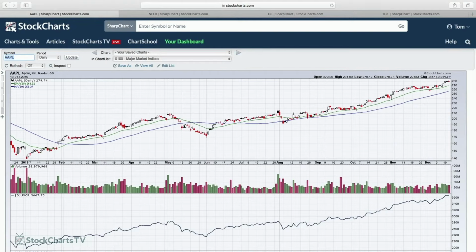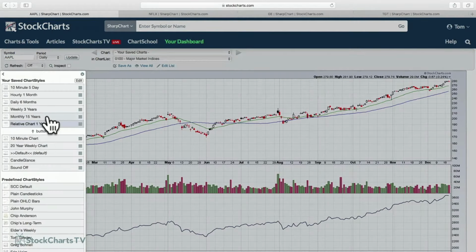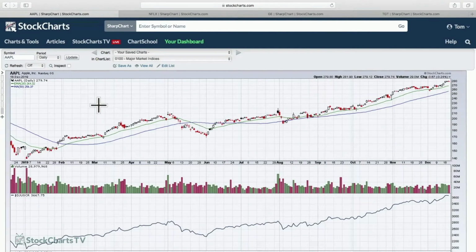That's how I have mine set up. But you could literally, by adding the different charts that you like, add them. And then as soon as you add them, go in here and just drag them up. And then they become your buttons. And then you can order them however you like. So I think that's a pretty cool way to be able to evaluate your stocks in different time frames and to do it very, very quickly.